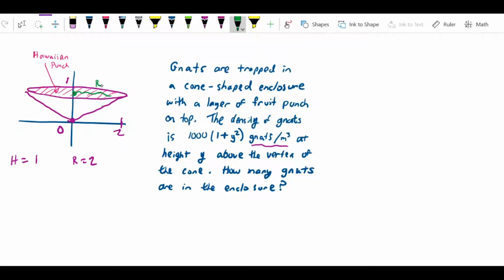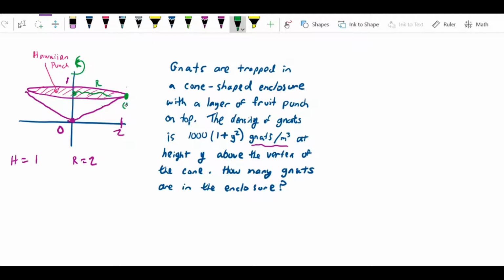So what we want to do is, we're given a density in terms of gnats per volume. Meters cubed is a volume. So we want to find some unit of volume that we can add up. Now maybe you can see where we go with this. This is actually a volume of revolution. As you can see, if you did this by the disk method, this would simply be what curve is this? Let's point this out.